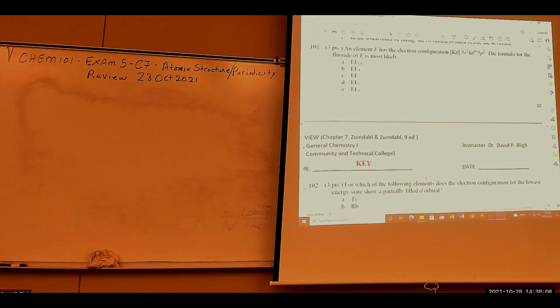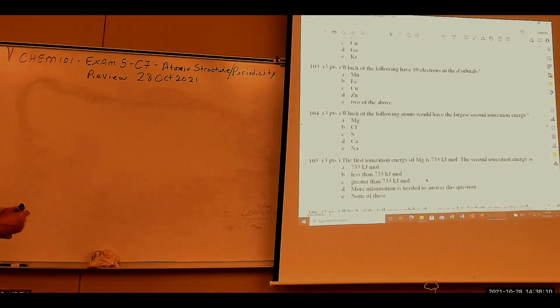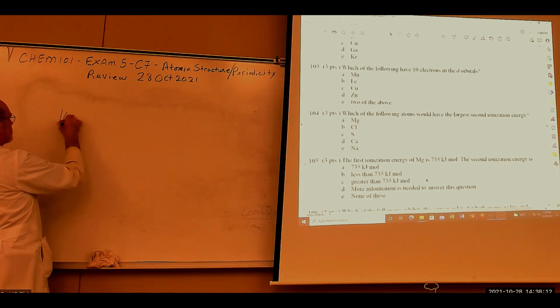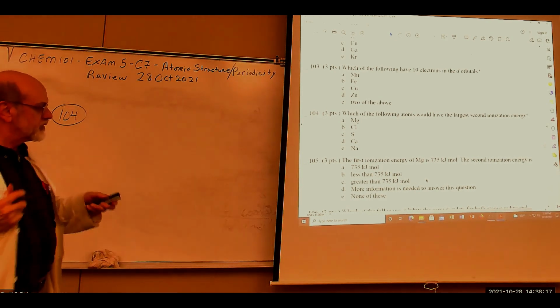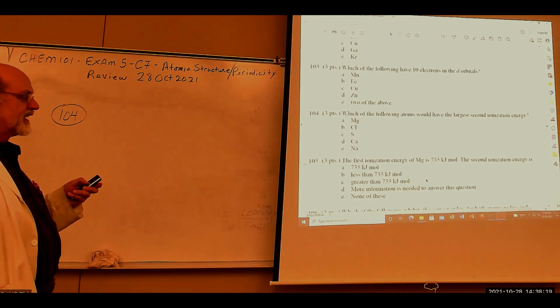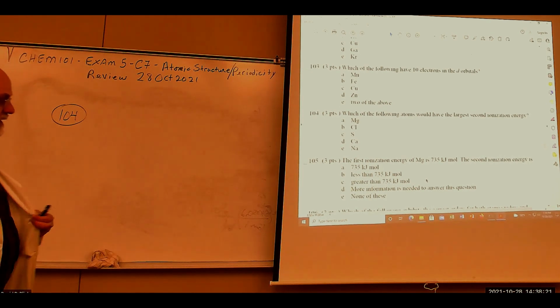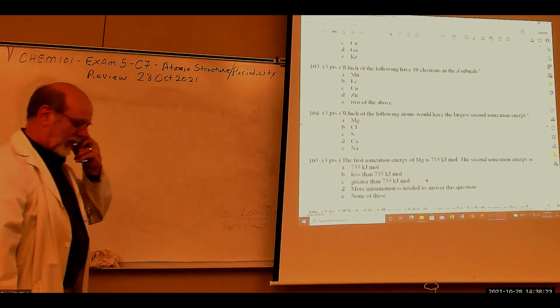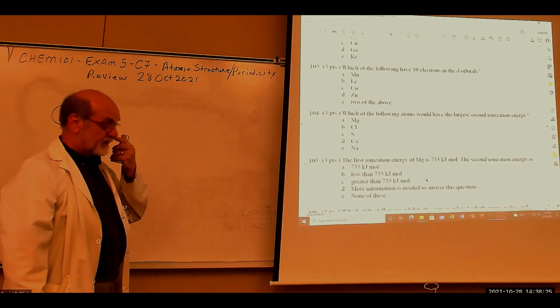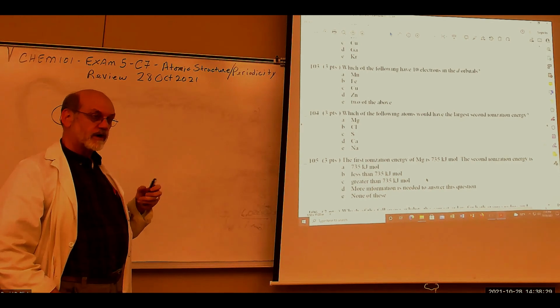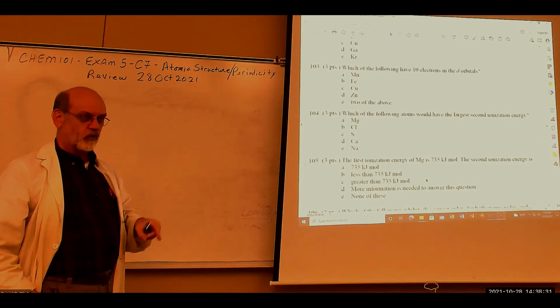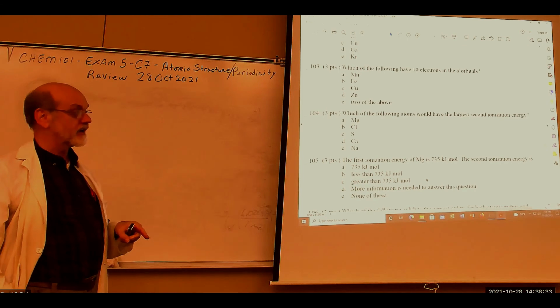Okay, 104 is valid. We'll look at 104. Second ionization energy. Which of the following atoms would have the largest second ionization energy? So what does it take? The general rule is the largest second ionization energy is one where the atom dips into its core. It's used up its valence electrons.